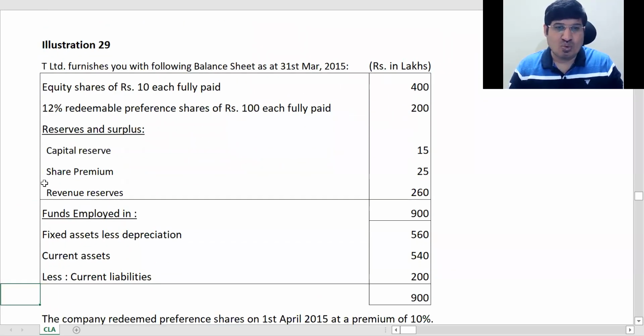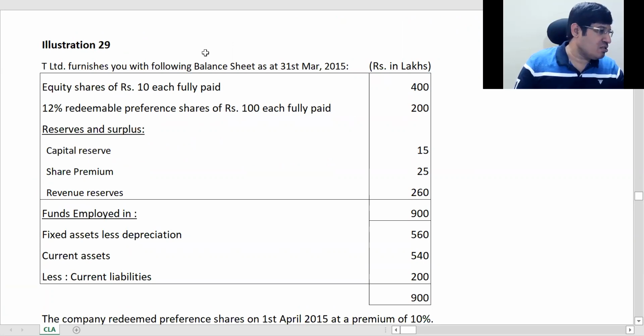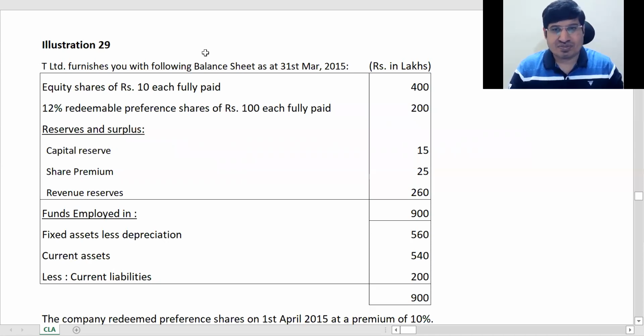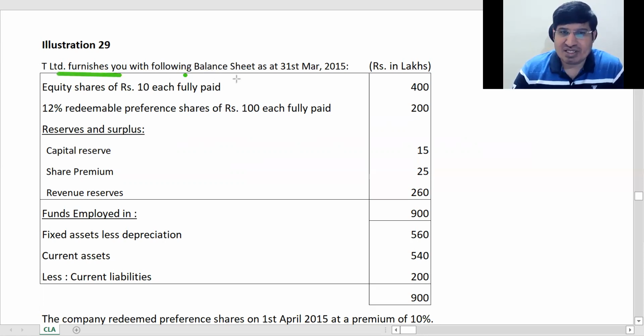So now we'll do one illustration on this. This furnishes to you the balance sheet. Date is 31st March 2015. Equity shares of 10 each, 400 lakhs. This is rupees in lakhs. Then there are redeemable preference shares of 100 each, 200 lakhs.